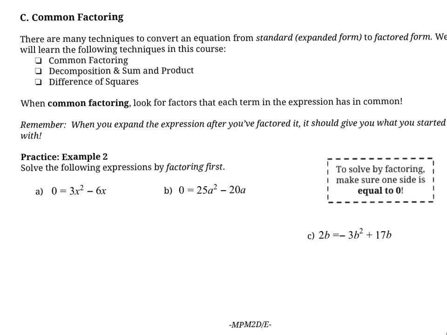So in common factoring, we're going to look for factors that each term in the expression has in common. So we're going to look for a factor that evenly divides, or a term that evenly divides into the expression that we're given. And that's the definition of a factor.